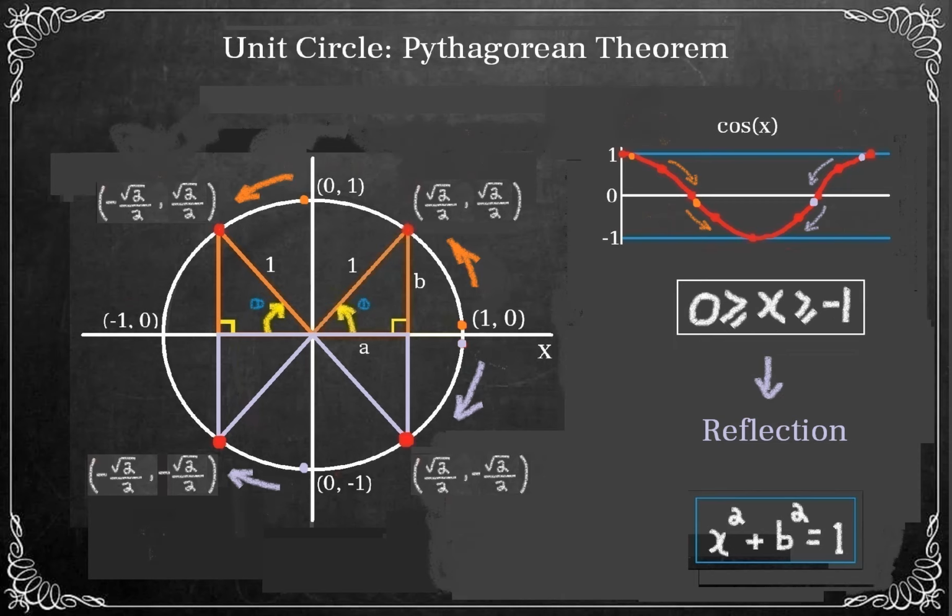Lastly, all we need to do is find the domain of x in the white box, letting x be less than or equal to 0 and greater than or equal to negative 1, and its reflection is then plotted on the graph. Observe, both arrows on the unit circle and the graph are moving towards negative 1. Very nice.